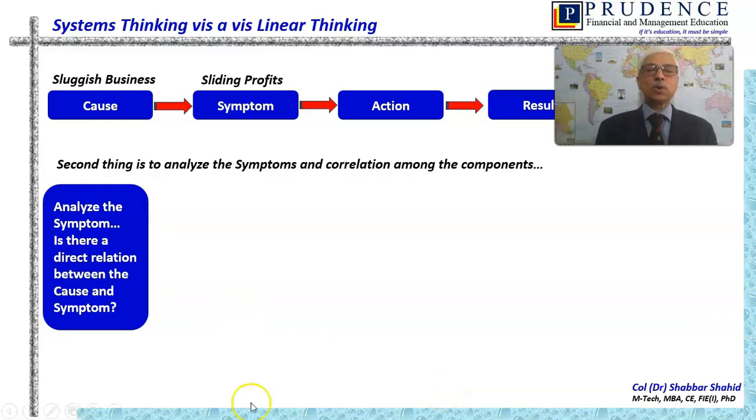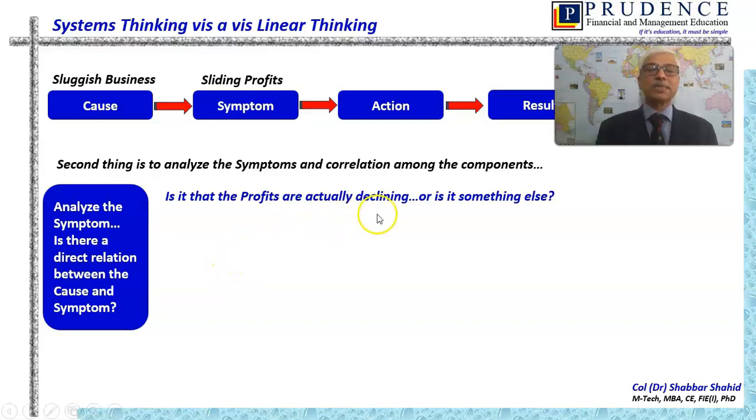And the second thing that you will do is that you will analyze the symptoms and see whether there is any correlation among the components and the systems. Is there a correlation between the cause and the symptoms? You will see whether the profits are actually declining, or is it something else? Maybe that you are earning the profits, but the money is going somewhere else. Are you sure that there is no theft or pilferage in your shop? You may be earning the profit, but maybe some theft of raw material, some theft of cash from the counter is happening. Is it that?